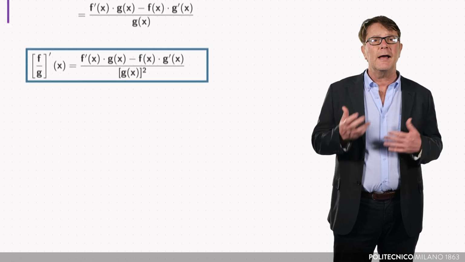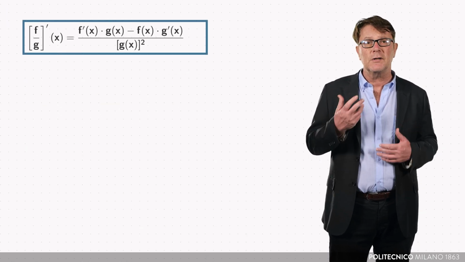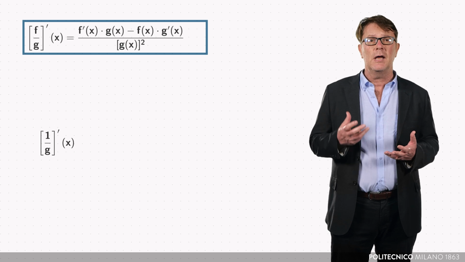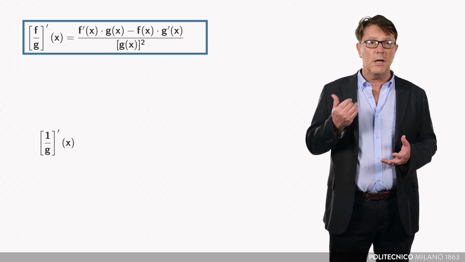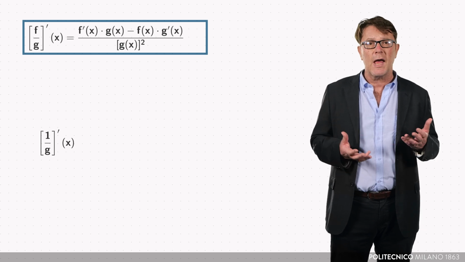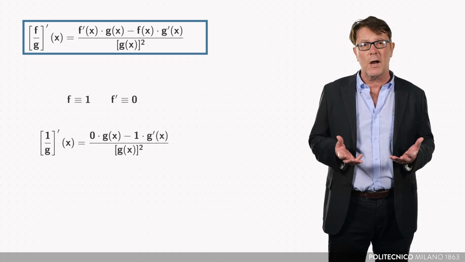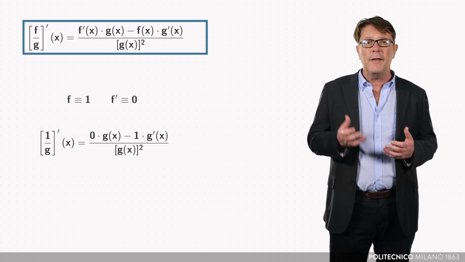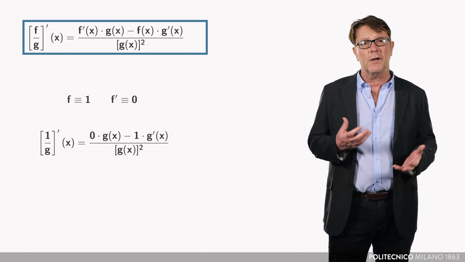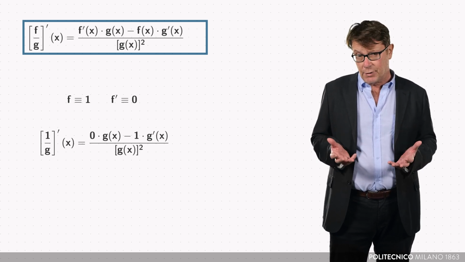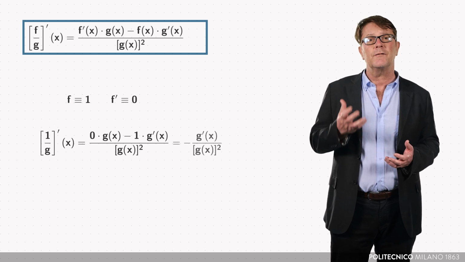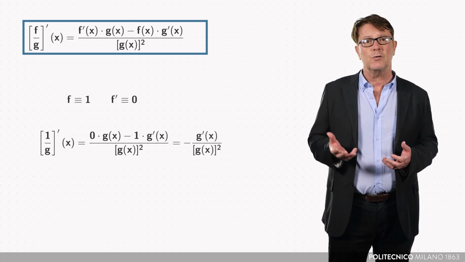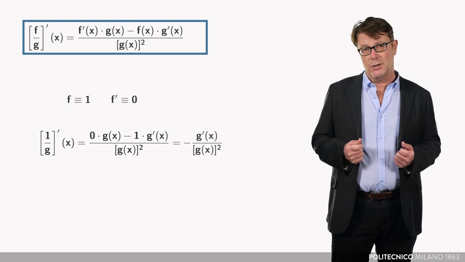We conclude by highlighting the rule for the derivative of the reciprocal of a function as a special case of the quotient rule. In fact, it is sufficient to choose f equal to the constant function 1 in the quotient rule and remember that the derivative of a constant function is 0. The derivative of 1 over g is therefore minus 1 over g squared multiplied by g prime.